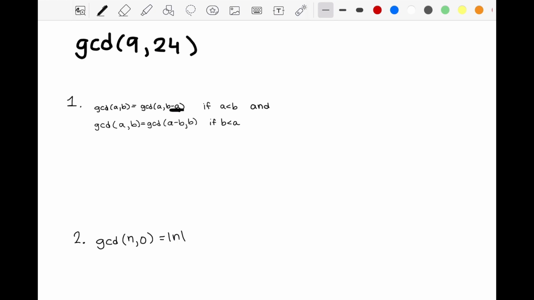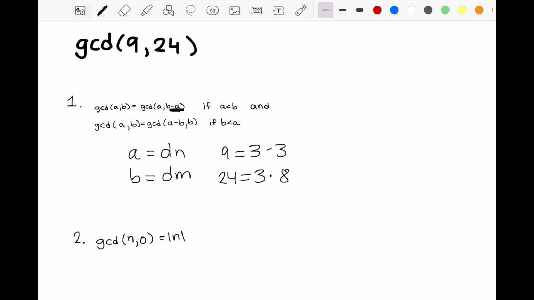So let me prove why this is true. If we have some number a and our common divisor is d, n is just some integer. And we also have another number, b, with the same common divisor. This is the same as having, if we're looking at our problem with 9 and 24, our common divisor we found was 3. So that's d. And then there's some number you can multiply these by to get to them. So in this case it'd be 3 and 8.